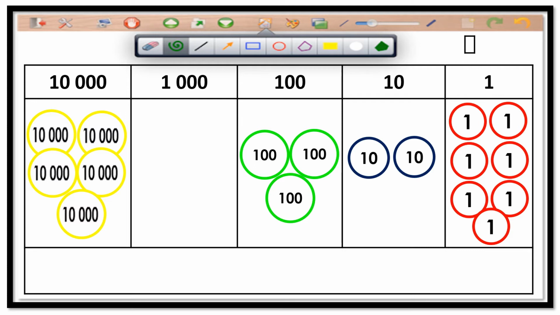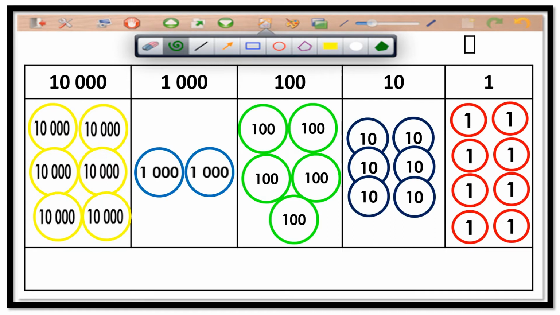Sa tens, there are 2 tens. And sa ones, let us count. 1, 2, 3, 4, 5, 6, 7. So there are 7 ones. So the total is, next one, ganun pa rin.